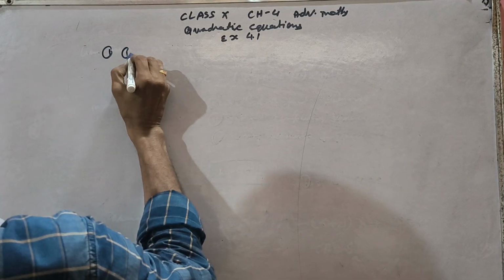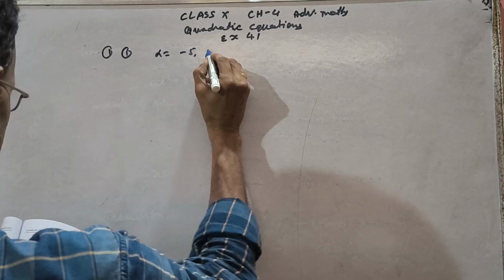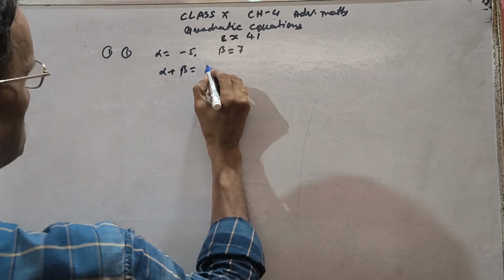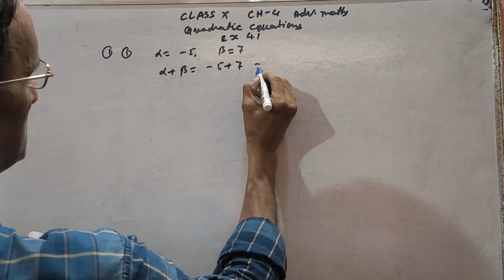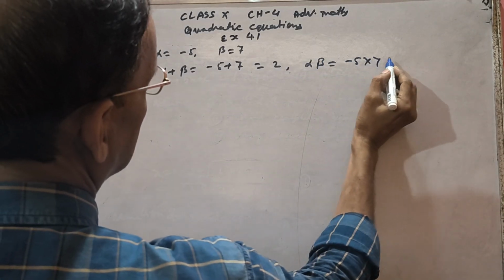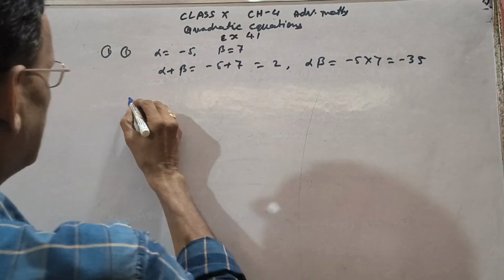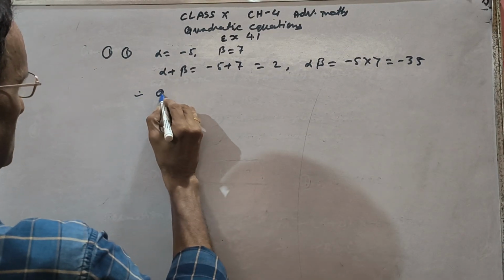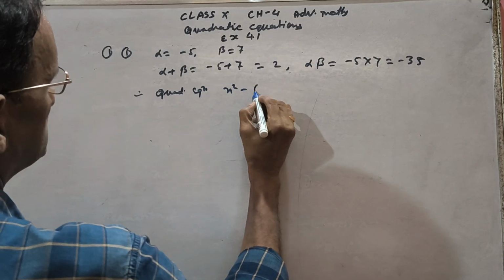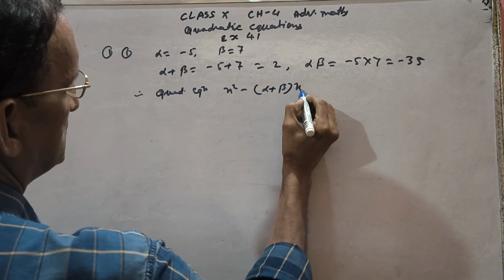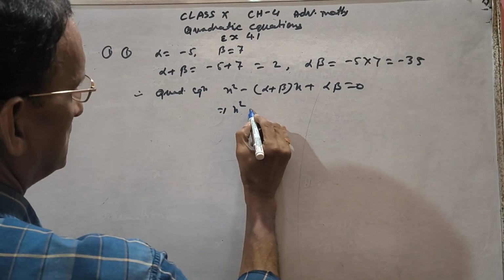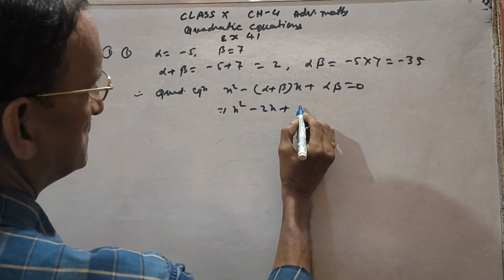In question number one, alpha is given minus 5, beta is given 7. So we will find sum of roots. Minus 5 plus 7 equal to, we will get 2. We will find product of roots. Minus 5 into 7, you will get minus 35. Then form the quadratic equation. Therefore, quadratic equation will be x square minus sum of roots into x plus product of roots equal to 0. So what we will get? x square minus 2x minus 35.